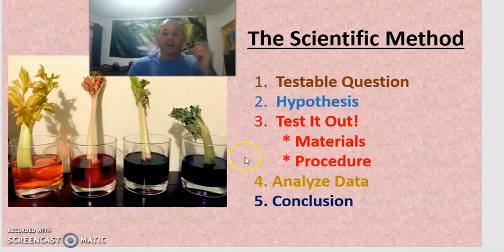The scientific method is what we follow when we do a science experiment. So the first thing we always do is come up with the question that we want to test out. Next, we have this word, hypothesis. Raise your hand if you've heard that word before, hypothesis. A hypothesis is really just our best guess about what we think is going to happen.